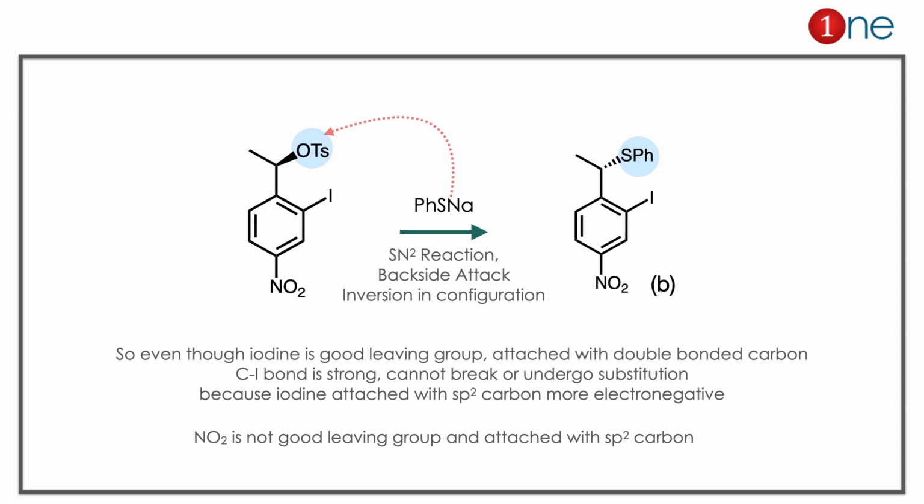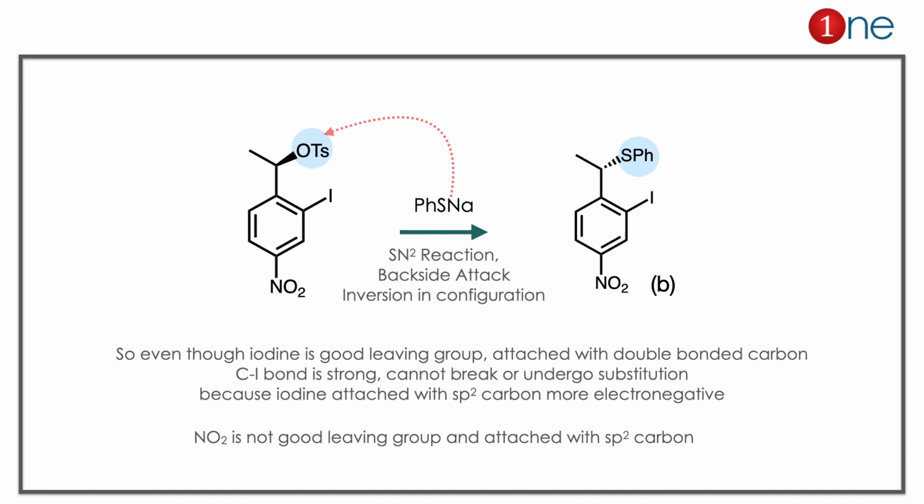You are attacking with PhSNa. But it is a kind of SN2 reaction because it is with a very good leaving group. It is an SN2 reaction. It is replaced by PhS there. So it leaves. You have the product formation with inversion in configuration because SN2 is a backside attack. That's why the inversion in configuration. So the answer is clearly B there.